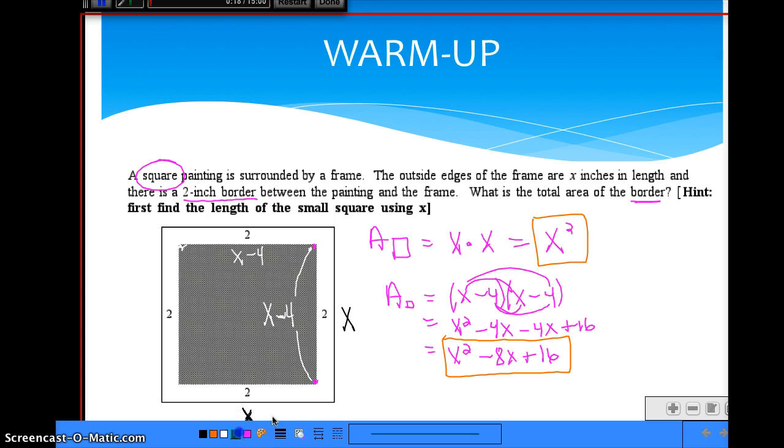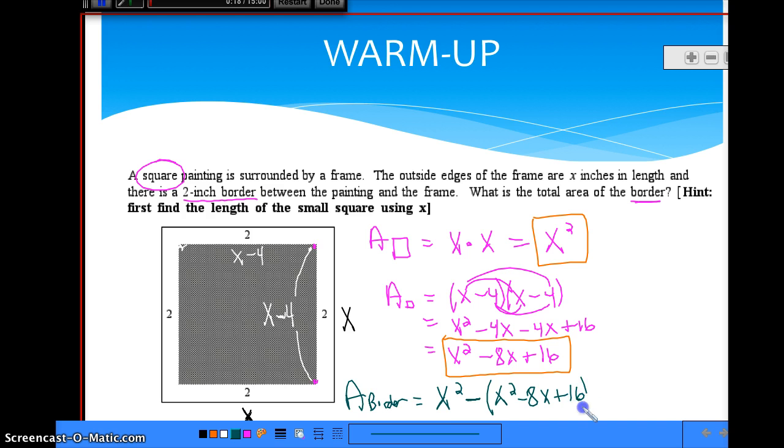In order for me to find the area of the border, I have to take the big square and subtract off this to be left with just the white space around. So the area of the border is equal to the big square, and you have to subtract the small square, which is represented by the whole trinomial. So you've got to put that in parentheses to subtract the whole thing, which forces me to distribute a negative 1 through that. That's going to be x squared.